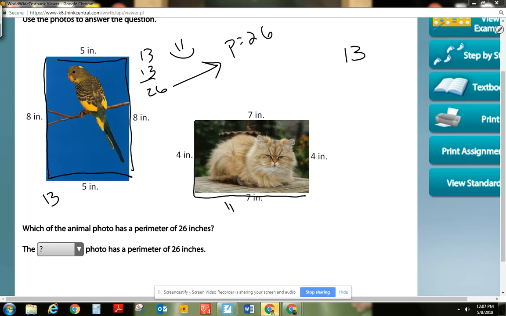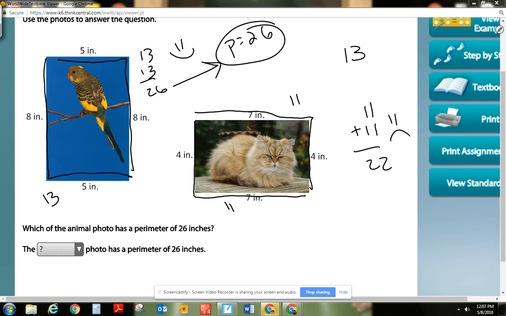Over here with the unhappy cat, I would have 11, and so this other half of the figure would be 11 also, and I know that 11 plus 11 is 22. And that's not the same as this perimeter. So the bird photo has a perimeter of 26.